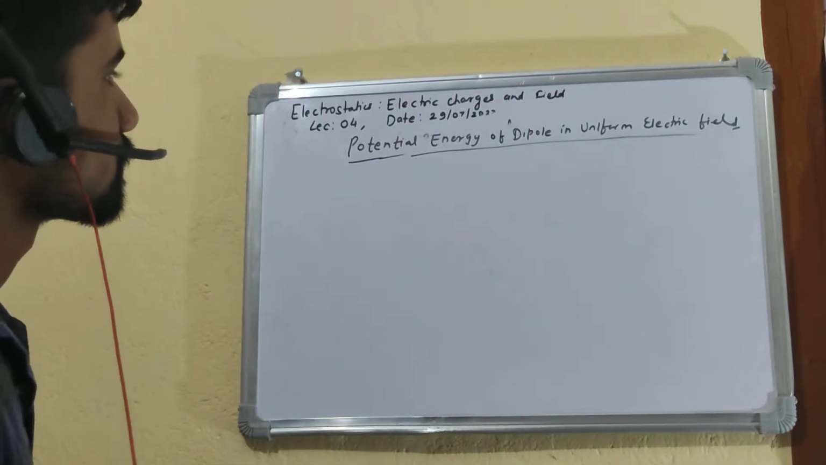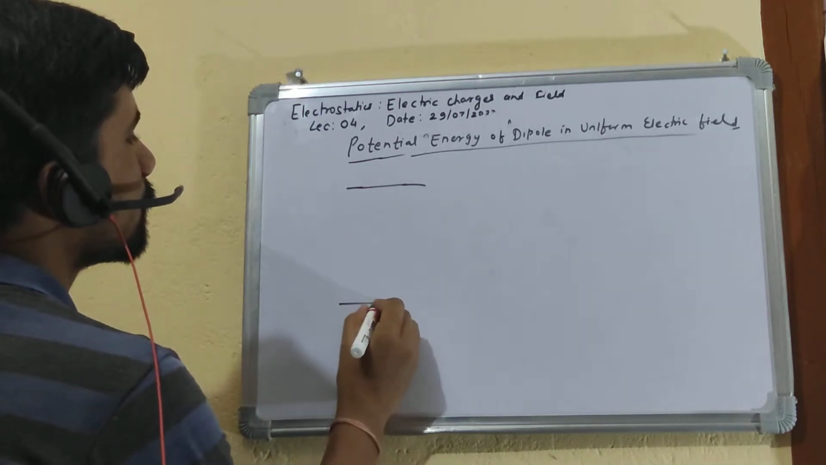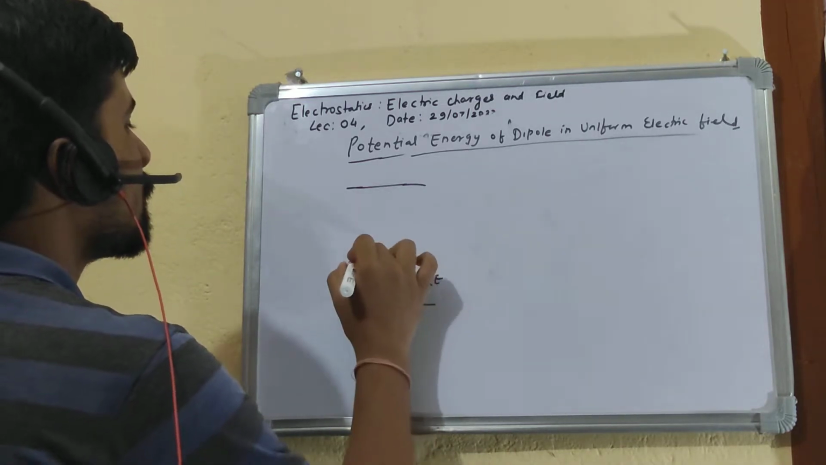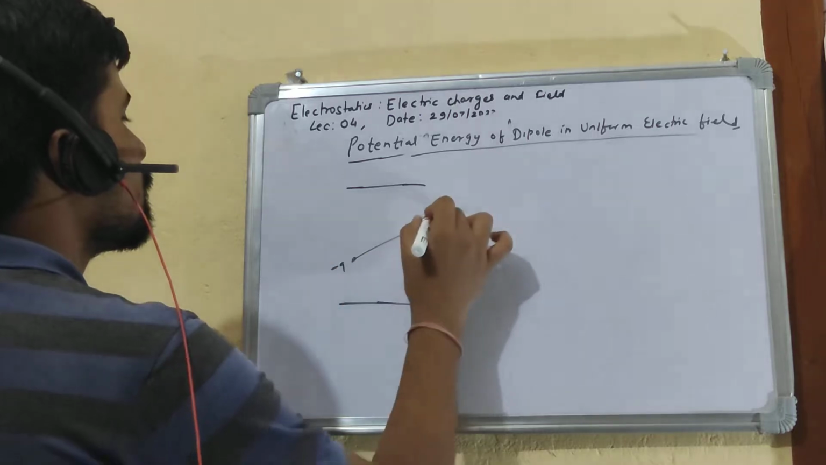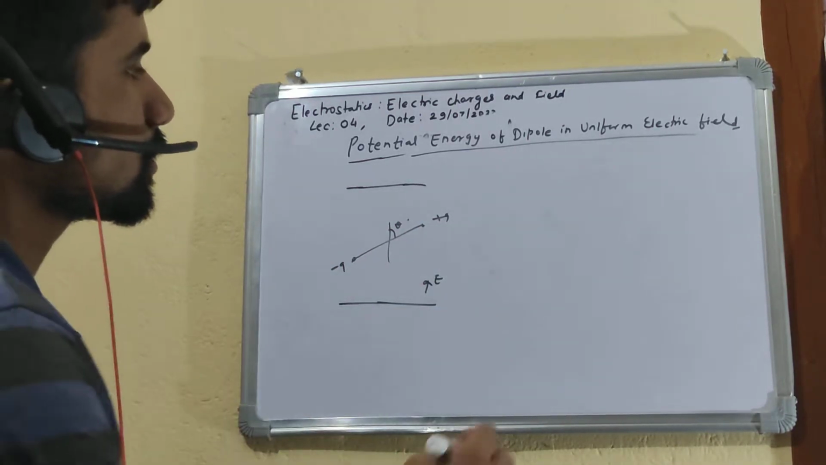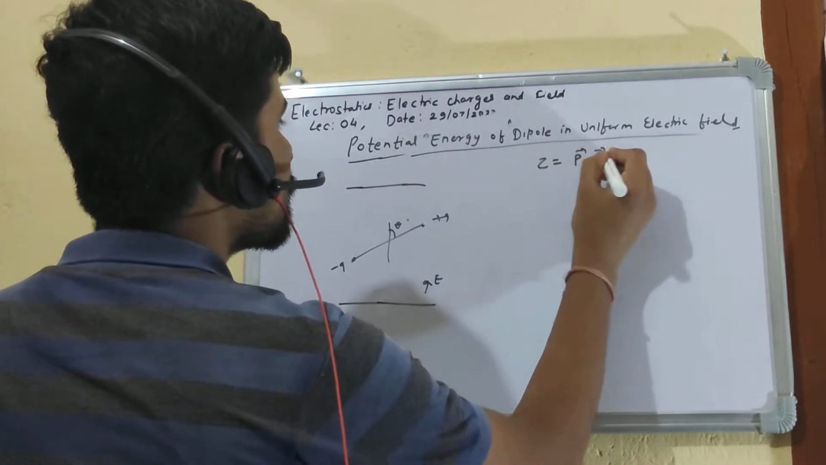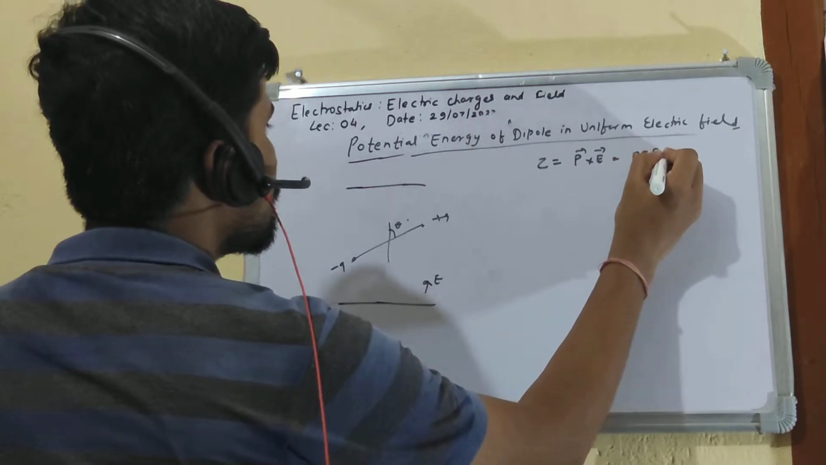Again, let me draw that simple diagram of the field showing a dipole here, minus Q plus Q, having angle theta with the field. We know that the torque on this dipole is given by P cross E, which is PE sine theta.